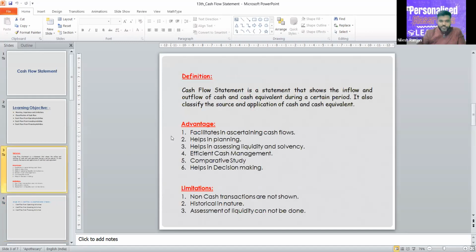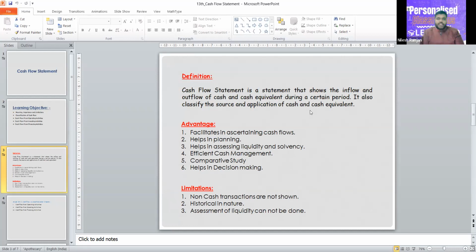Yes, this is the definition, meaning what is cash flow. So cash flow statement is a statement that shows the inflow and outflow of cash and cash equivalent during a certain period. It also classifies the source and application of cash and cash equivalent. It also tells us the reason behind any change between opening and closing balance of cash. So this is the definition.